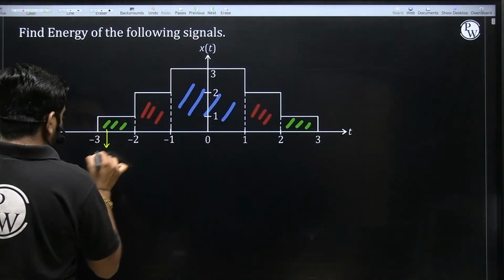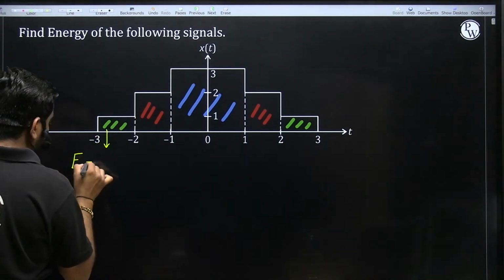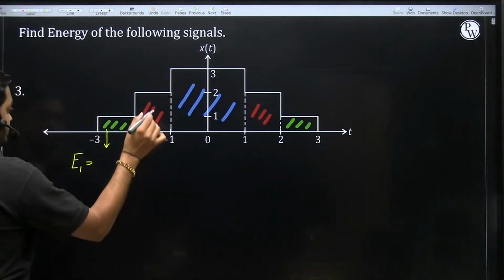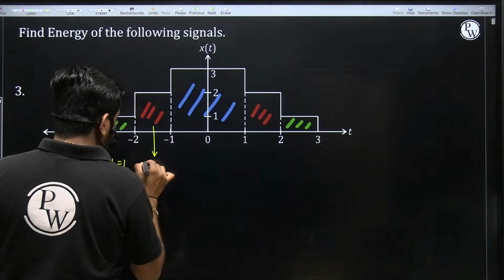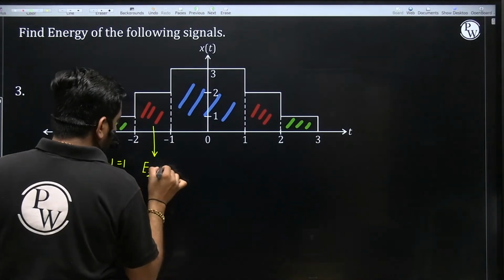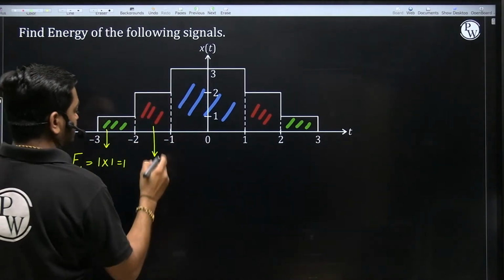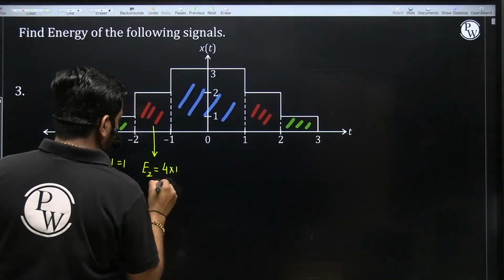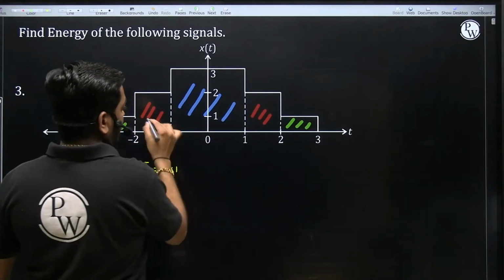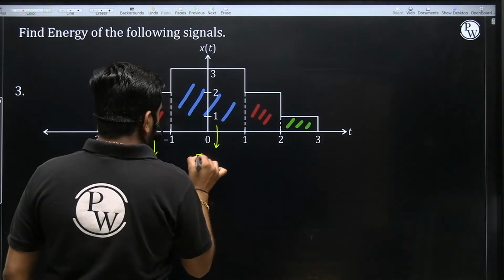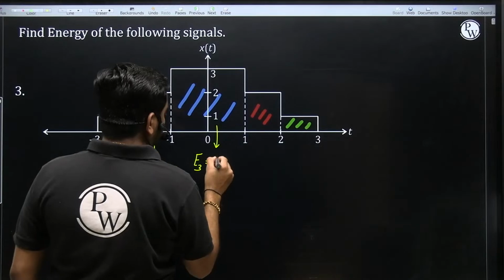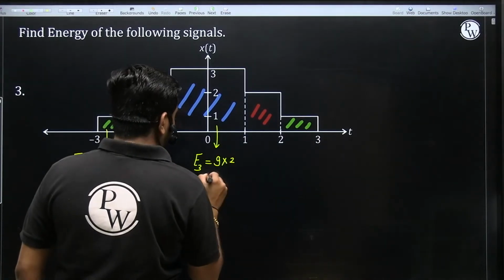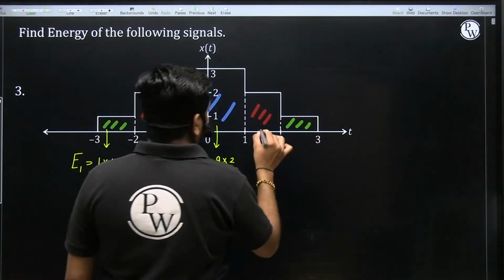So what is the energy of this rectangle function? Peak value squared into width. So 1 into 1, which is 1. What is the energy of this rectangle function? Peak value squared into width. Peak value is 2 and width is 1, that's why 4. This rectangle function, E3: peak value squared into width. Peak value is 3, width is 2, that's why 18.